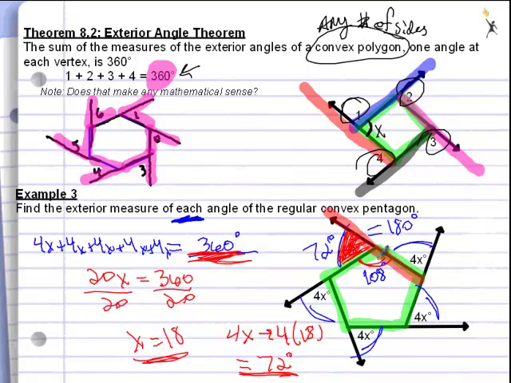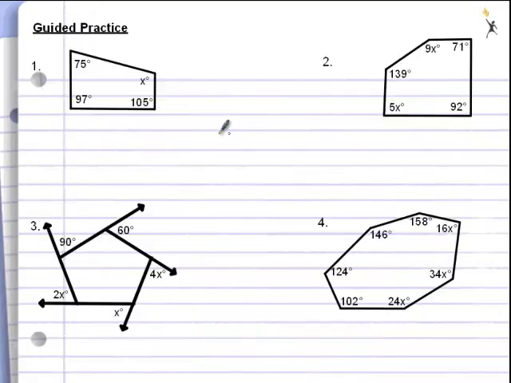Well, if you were to figure out that this interior angle is 108, well, maybe you could use that to solve for the other ones. Go to the next page. And now we see 4 guided practice problems dealing with 4 different shapes and solving for different pieces.